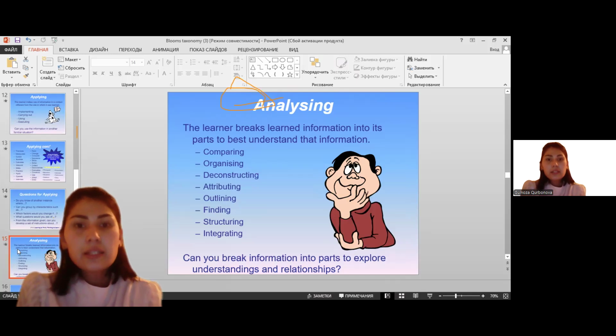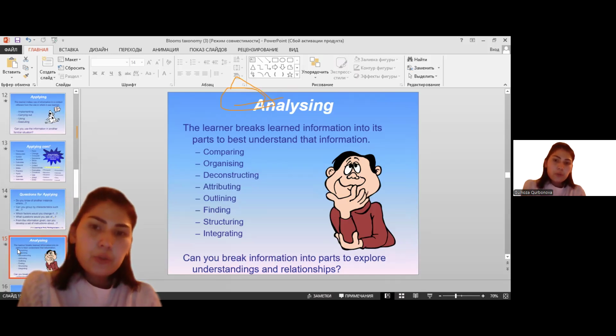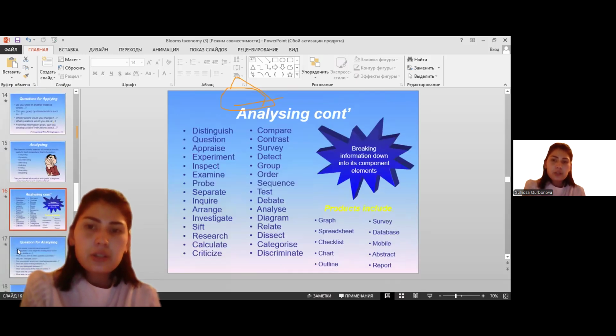Comparing, organizing, demonstrating, attributing, outlining, finding, structuring, integrating. Can you break information into parts to explore understandings and relationships?